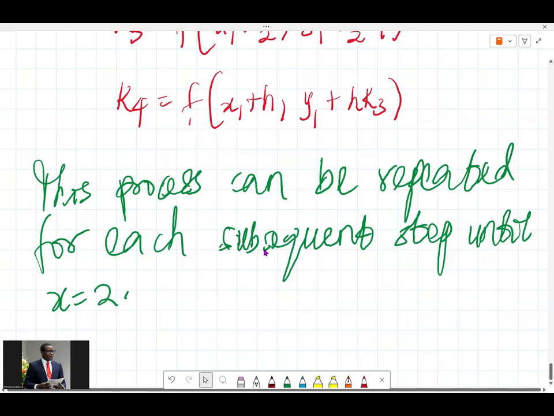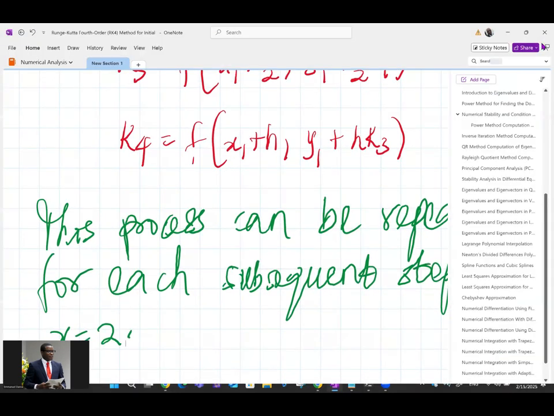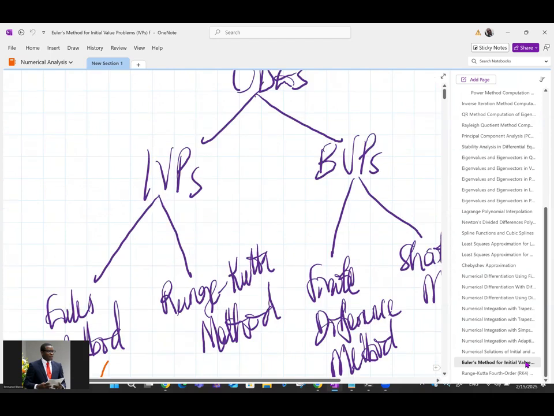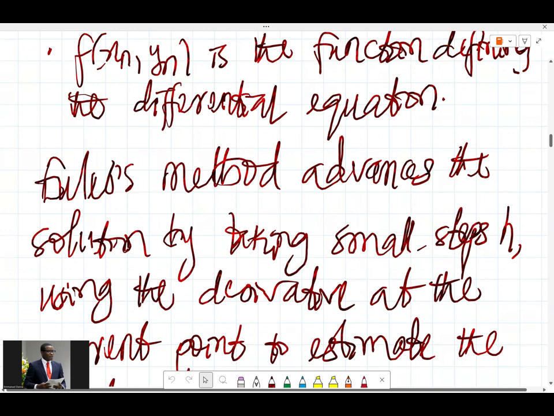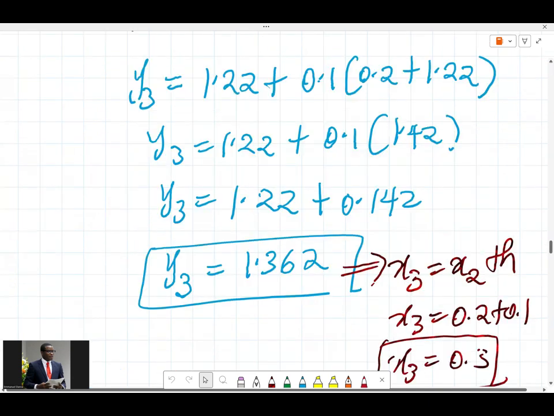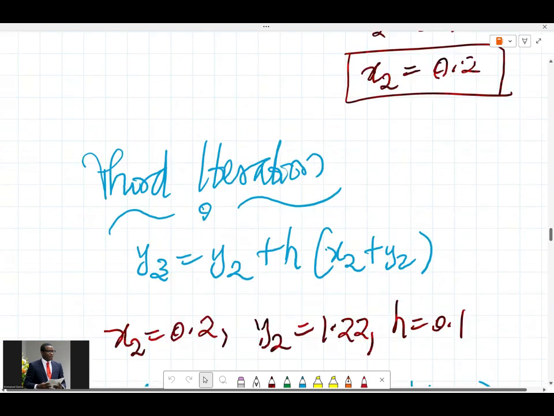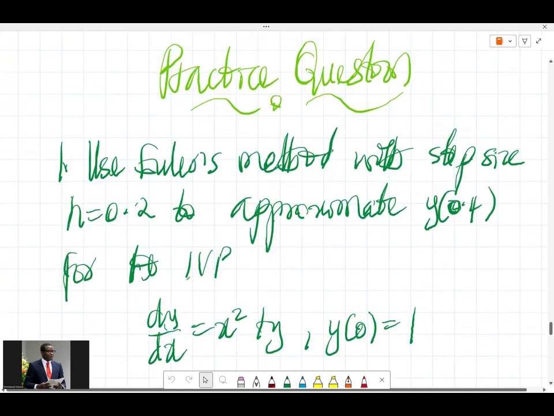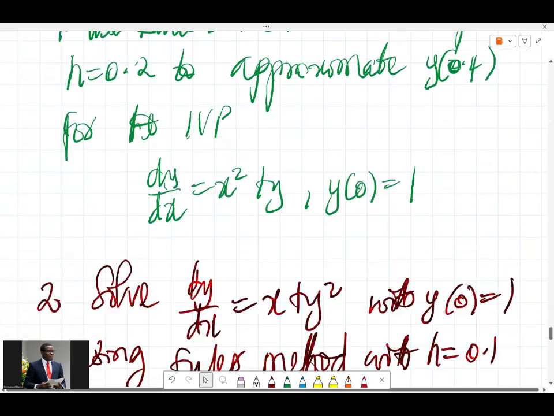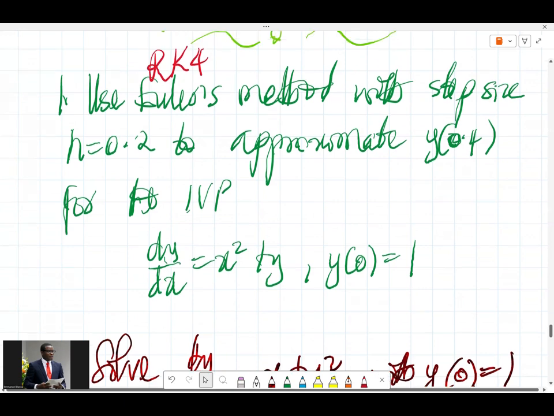Now, we already said that this process can be repeated. We've seen how the code can help us. Now, let me show you the end of the Euler method that we did. So you can use this same method now. We have some practice questions you can deal with. I'll just project them briefly. Probably you've used Euler for this, so you can now go ahead and use Runge-Kutta. Use the RK4 method with step size h equals 0.2 to approximate y at 0.4 for the IVP. So it means you're doing up to 3 steps or something like that.